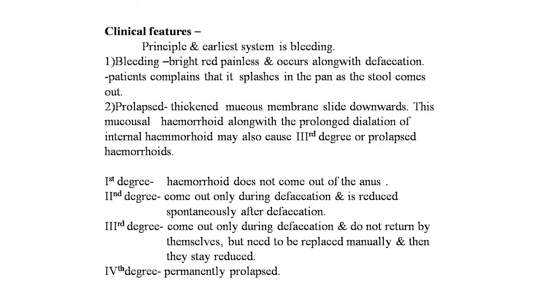There are 4 degrees of the hemorrhoids. First degree, hemorrhoid does not come out from the anus. Second degree, comes out only during defecation and reduces spontaneously after the defecation automatically. Third degree, comes out only during defecation and does not return by itself but needs to be replaced manually, and then it stays reduced and goes internally and stays there. And the fourth degree, permanently prolapsed, not even returning after manual efforts.